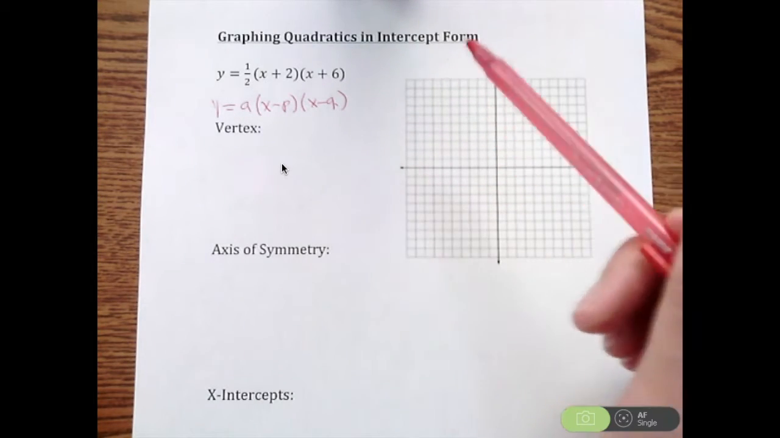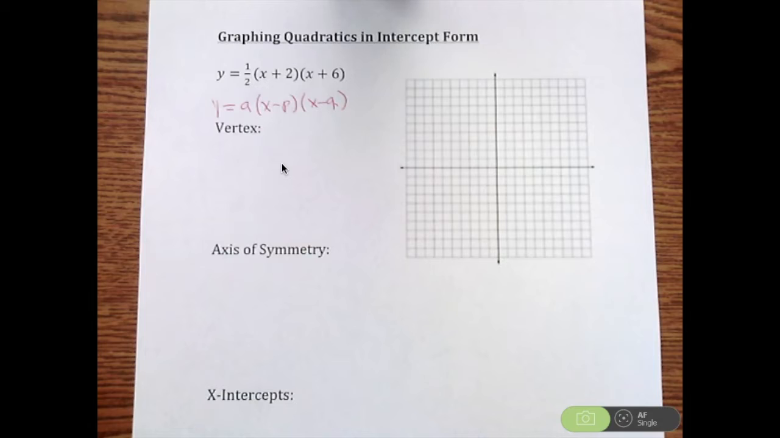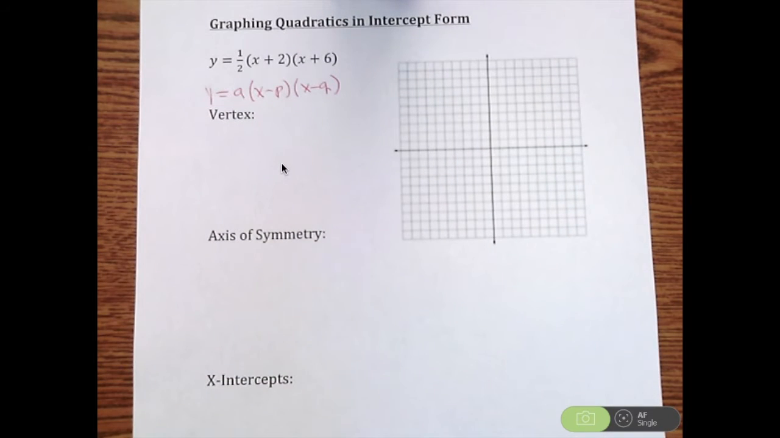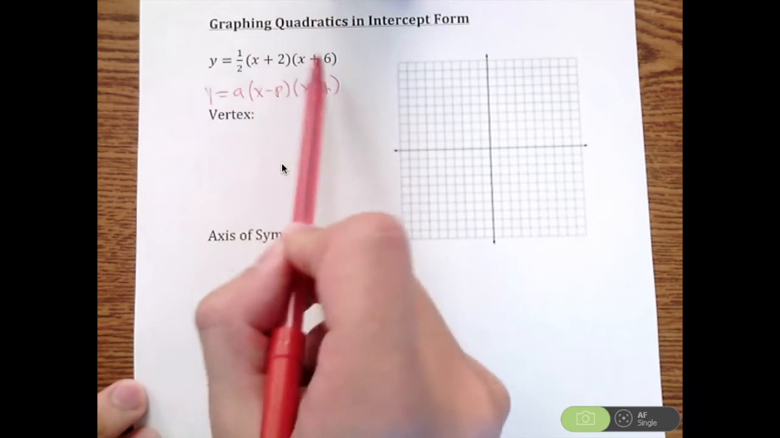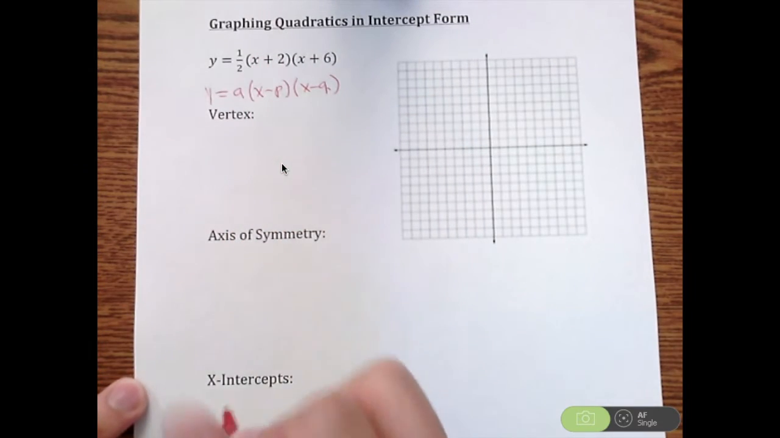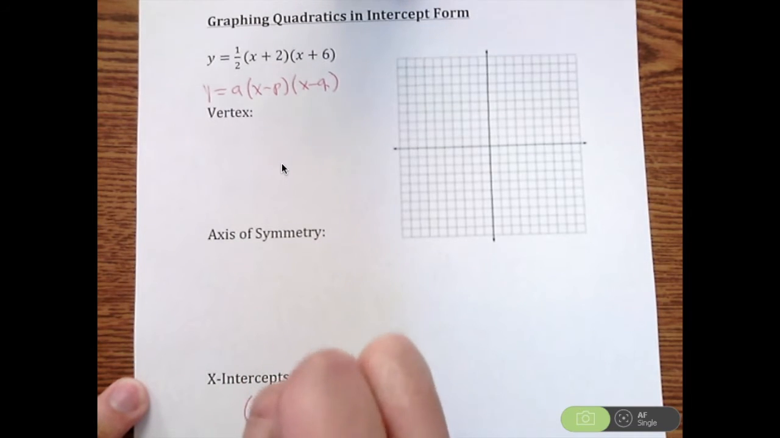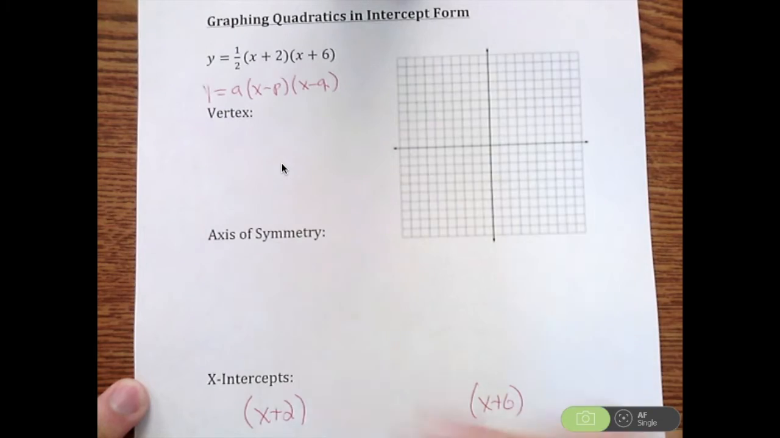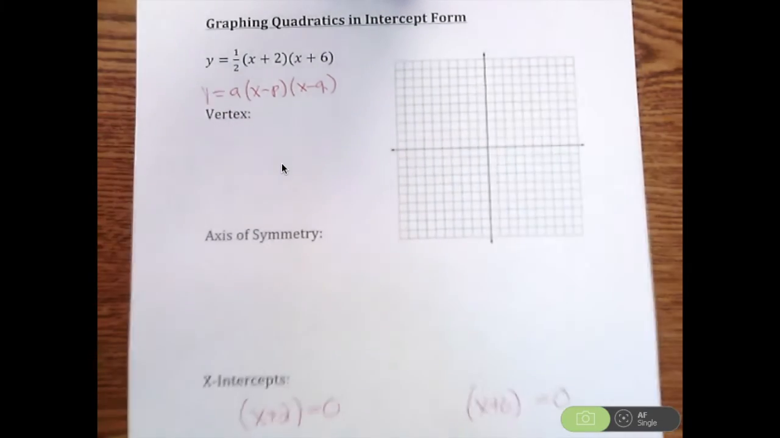So, since it's intercept form, I'm going to deal with x-intercepts first. Now, to do x-intercepts, we're going to take each of our parentheses there. These are also known as factors. I'm going to take each of these. So I have x plus 2 as one and x plus 6 as the other. I'm going to set each of these equal to 0 and solve.